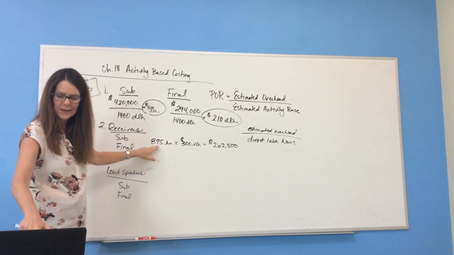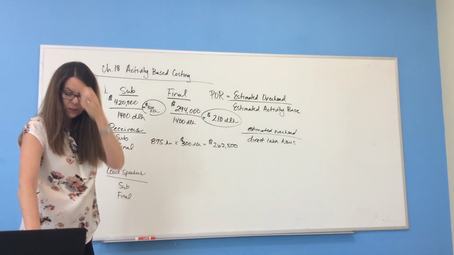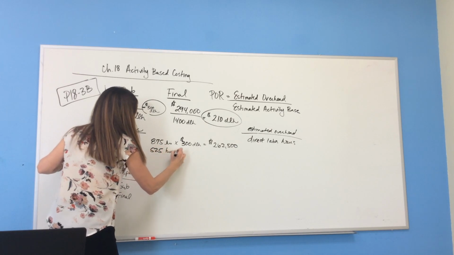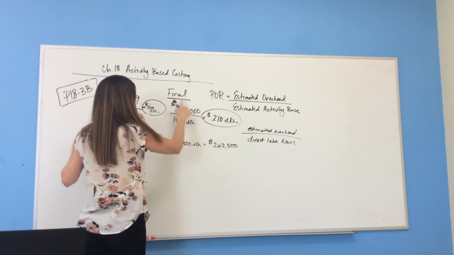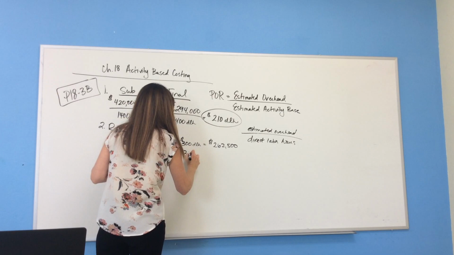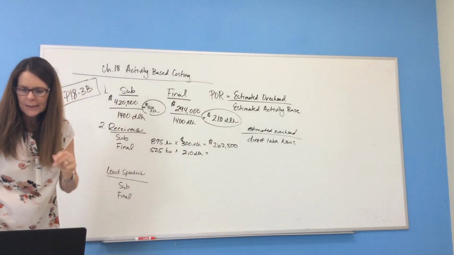I'm going to do the same thing for loudspeakers. Same area. For loudspeakers, they only used 525 hours. I'm still using the same 300. Excuse me, I'm not. Now that I'm under final assembly, I'm going to use the $210 per direct labor hour. And I'm going to multiply that out, and I get $110,250.